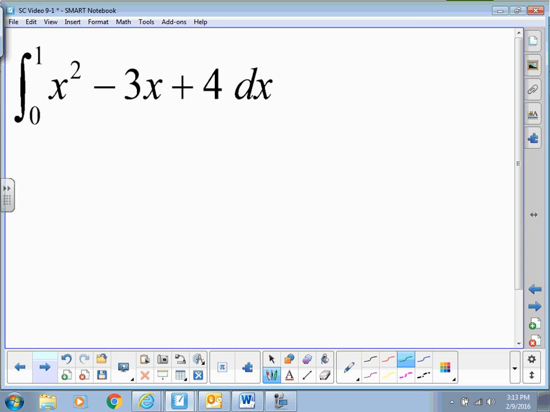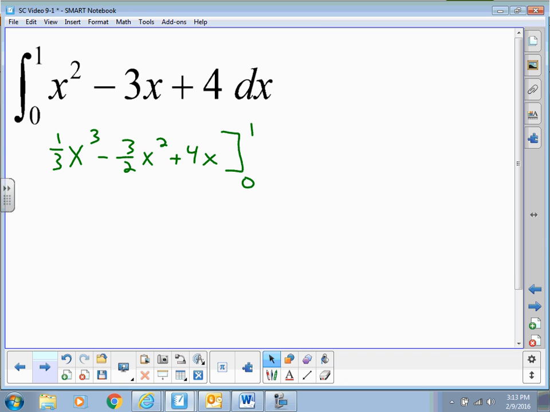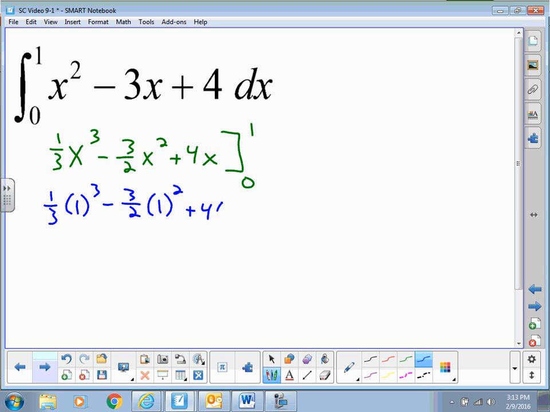For our next example, our exponent will go up 1, we'll have 1/3 out front. We'll end up with a minus 3/2 x squared, and we'll have plus 4 to the x, which will be evaluated from 0 to 1. So we'll sub in 1 and sub in 0, so we'll have 1/3 times 1 to the third, minus 3/2 times 1 to the second, plus 4 times 1, minus, and we'll want to start a parenthesis, 1/3 times 0 cubed, minus 3/2 times 0 squared, plus 4 times 0.